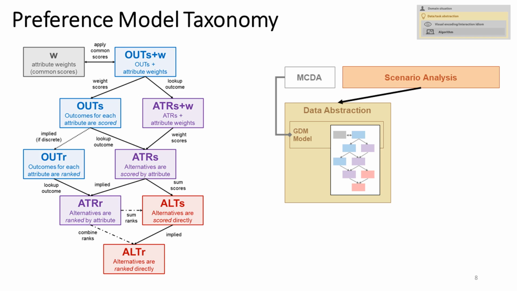A key feature of the taxonomy is that it is possible to move between these classes by applying transformations to the data. This graphical representation indicates that ancestor classes implicitly encode their descending classes.